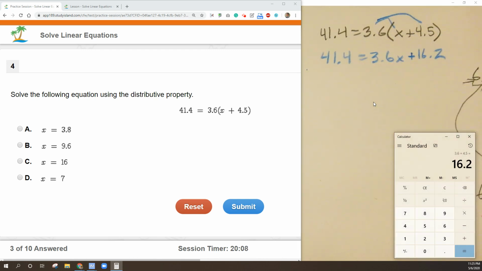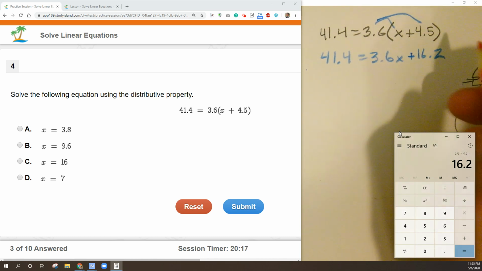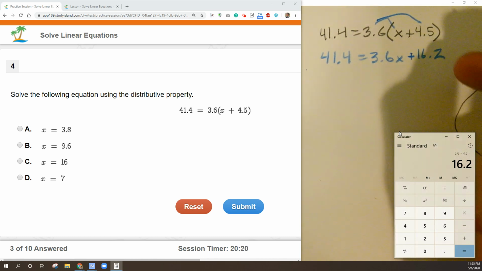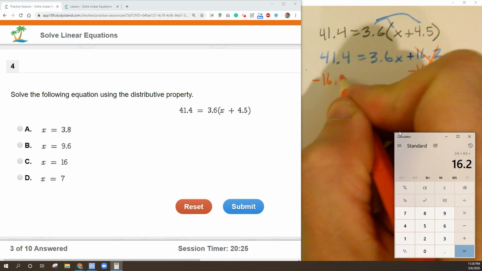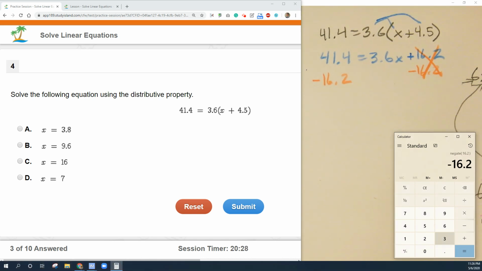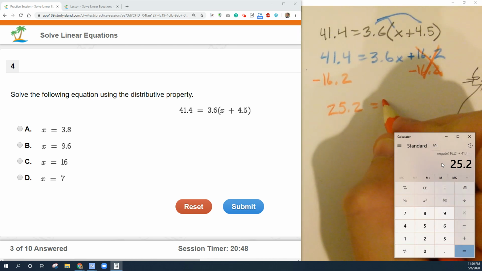I want the x's on one side by themselves. I want 3.6x without the plus 16.2, so that I can simply divide by 3.6 to get the answer. How do I get rid of plus 16.2? I subtract 16.2. If I do it to one side, I have to do it to the other, so minus 16.2. So I've got my 41.4 minus 16.2, and I get 25.2. Now you notice I didn't actually do 41.4 minus 16.2. I did negative 16.2 plus 41.4, and that's the exact same thing. So you get 25.2 equals 3.6 times x.